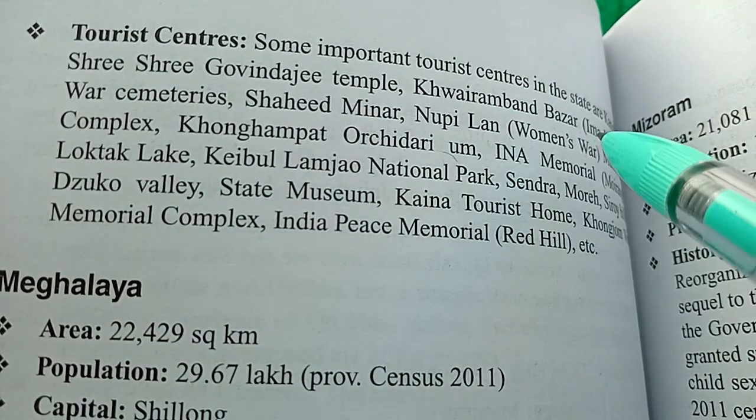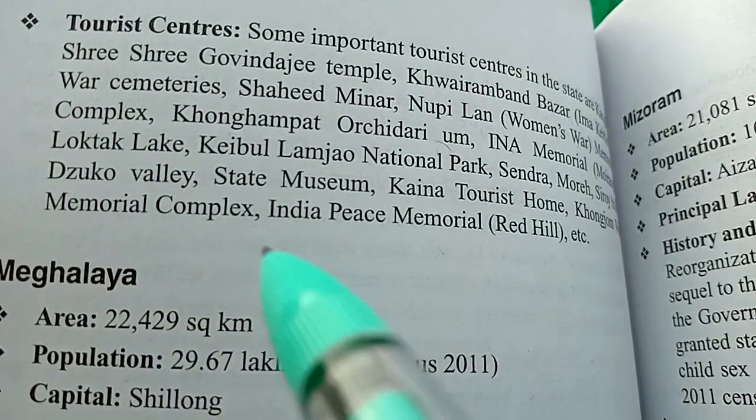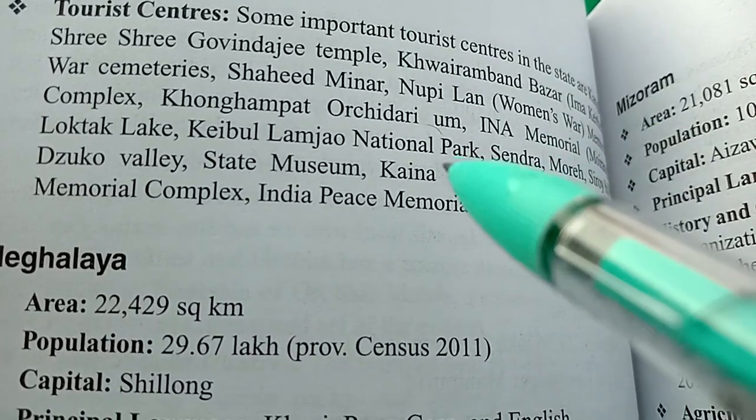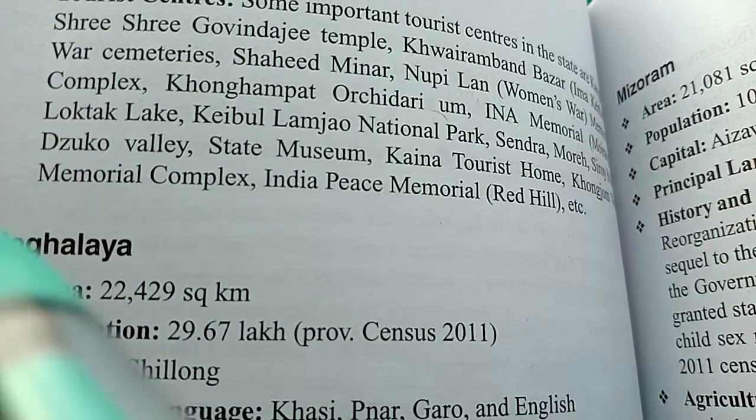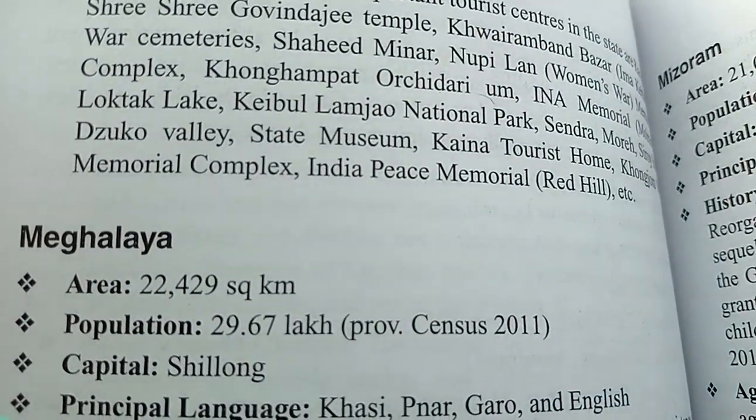Today there are some important tourist places in the state: the state museum, national parks, Shaheed Minar, and many memorial complexes. Then we are going to go further.